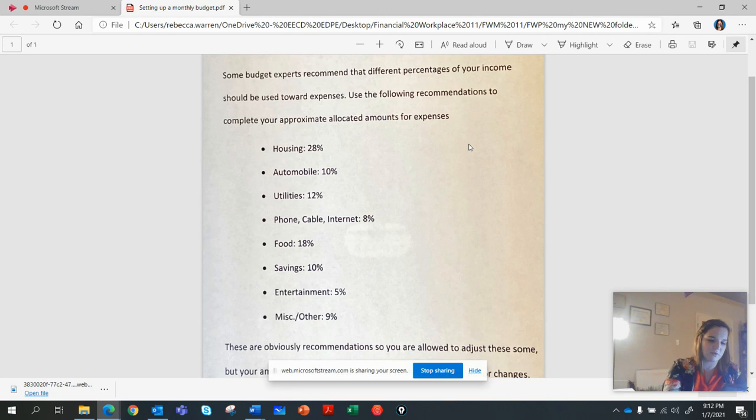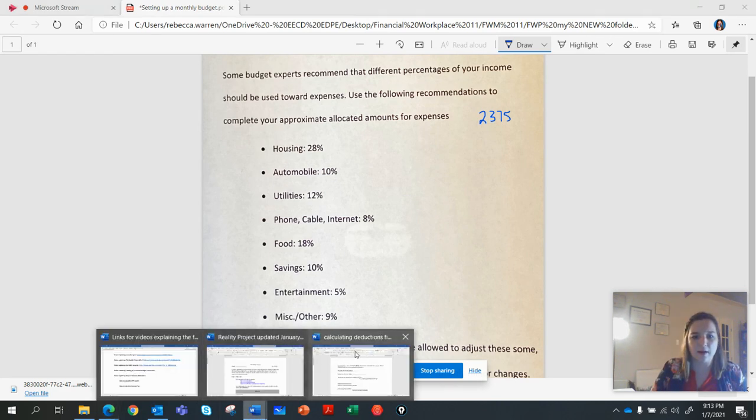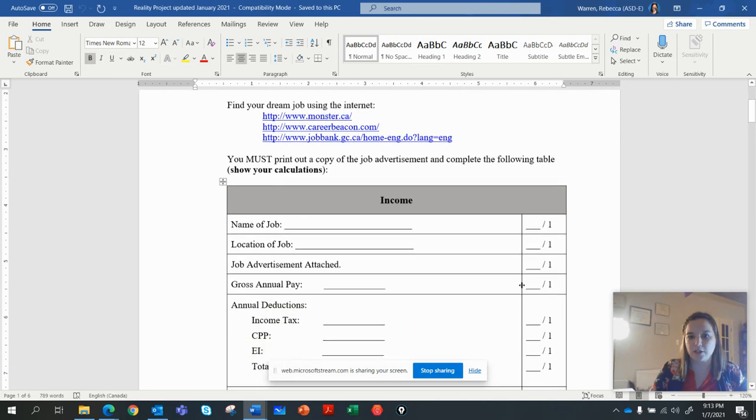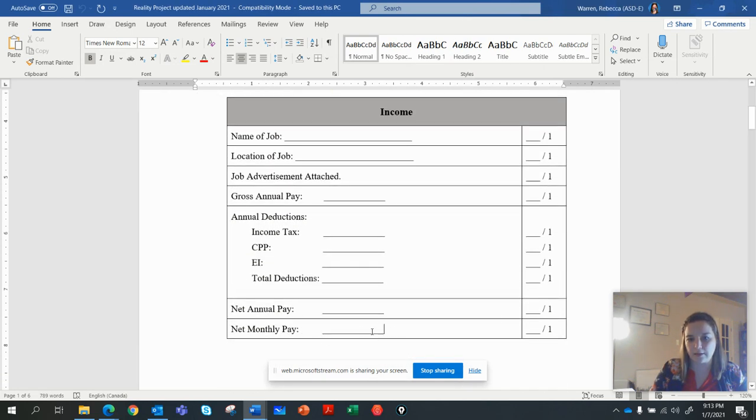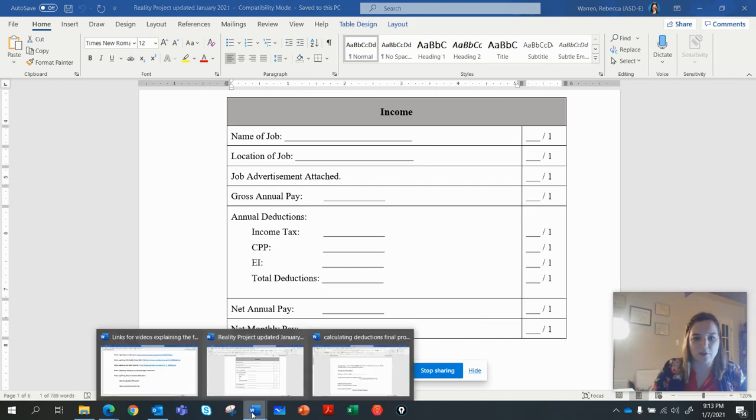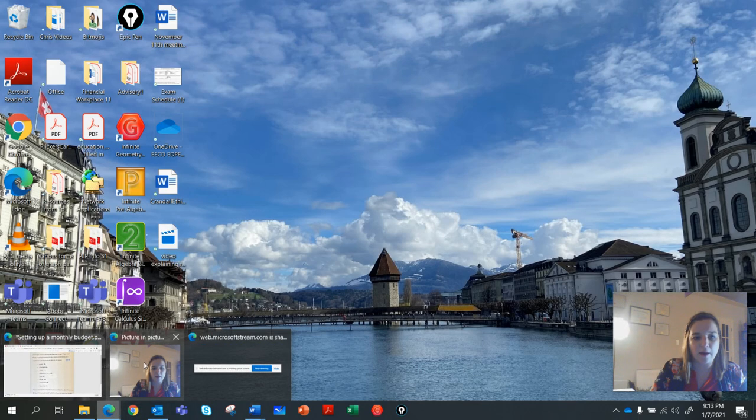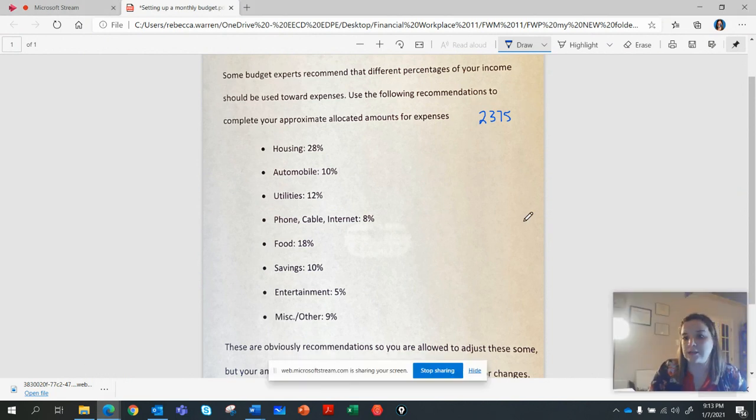So what I've done is I have just taken an approximate number. I have decided that my net monthly pay is 2,375. So this is my net monthly income. It would be one of the last things that you calculate on the reality project here. So it would have been the amount you calculated here, your net monthly pay. I'm just doing an example saying if my net monthly pay is 2,375.